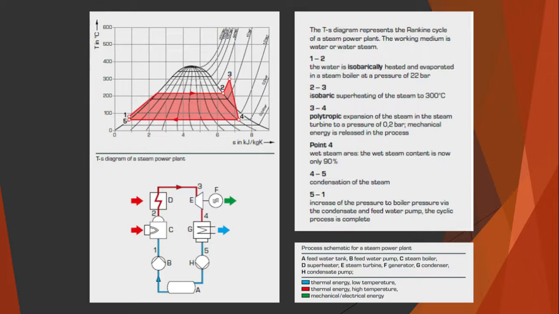Point 4, wet steam area, the wet steam content is now only 90%. 4 to 5, condensation of the steam. 5 to 1, increase the pressure to boiler pressure via the condensate and feed water pump. The cyclic process is complete. Next po.